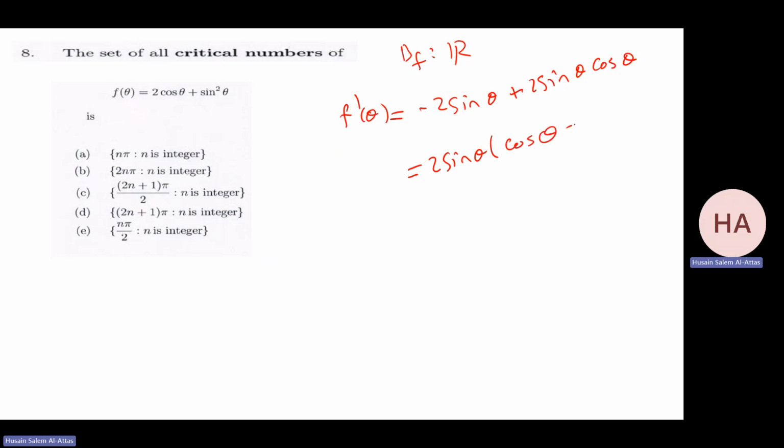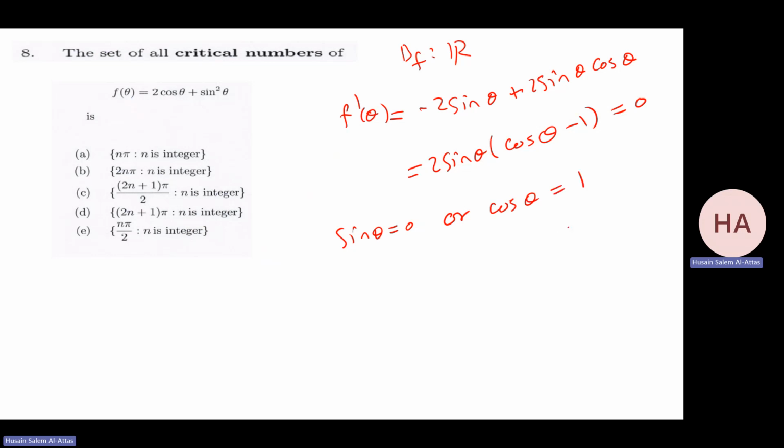The set of all critical numbers of this function, what I will do, I will find what? Domain all real numbers. No need to worry about it. Domain of f, all numbers. So I need to find f prime of theta. That will be minus 2 sine theta plus 2 sine cosine. In other words, this is 2 sine theta times cosine theta minus 1 equal to 0. So I have sine theta equals 0, or cosine theta equal 1.